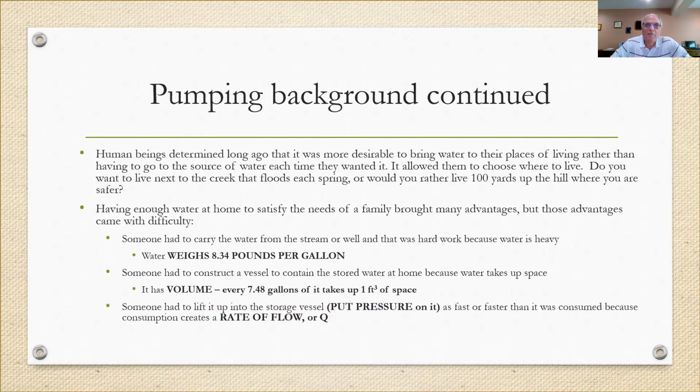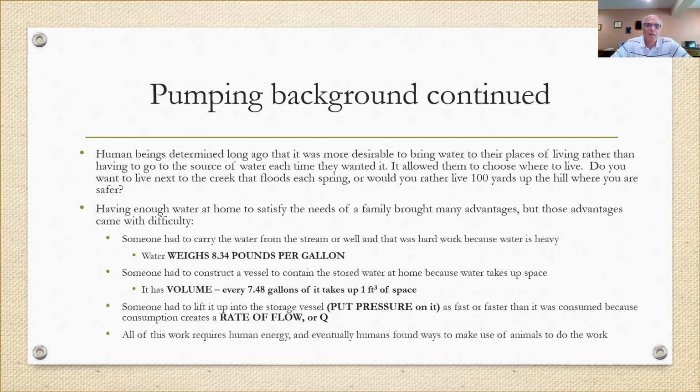And of course, once that water got from the stream, was carried up that 100 yards of hill to that reservoir, someone had to actually lift it up into the storage vessel as fast or faster than it was being consumed. While I'm carrying that water up and putting it in the tank, one of my little brothers or sisters is taking a shower, using that water up just as fast as I can carry it, because there's a rate of flow, or Q, and we covered that in the previous video, so you should check that out.